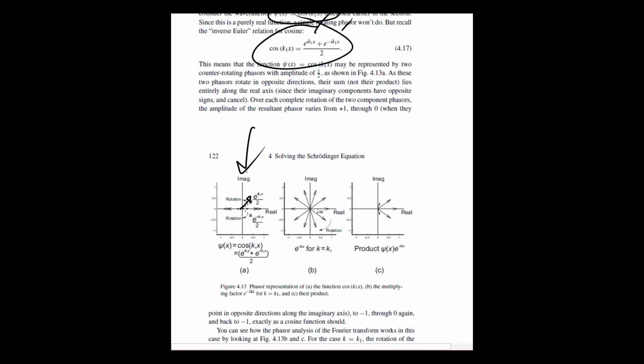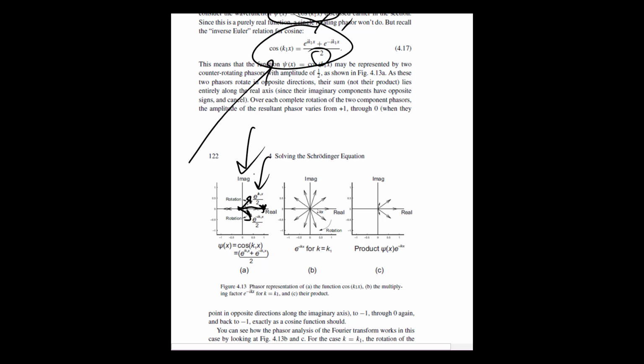This one, with length 1/2, due to the 2 in the denominator, moves in the counterclockwise direction because it's e to the plus i k1x. And this one, also of amplitude 1/2, moves in the clockwise direction because it's e to the minus i k1x. And when you add those two together, not multiplying them, adding them together, because that's what the inverse Euler tells you to do, the resultant of those two points along the real axis. When kx equals 0, they're both along the real axis, and they add up to 1.